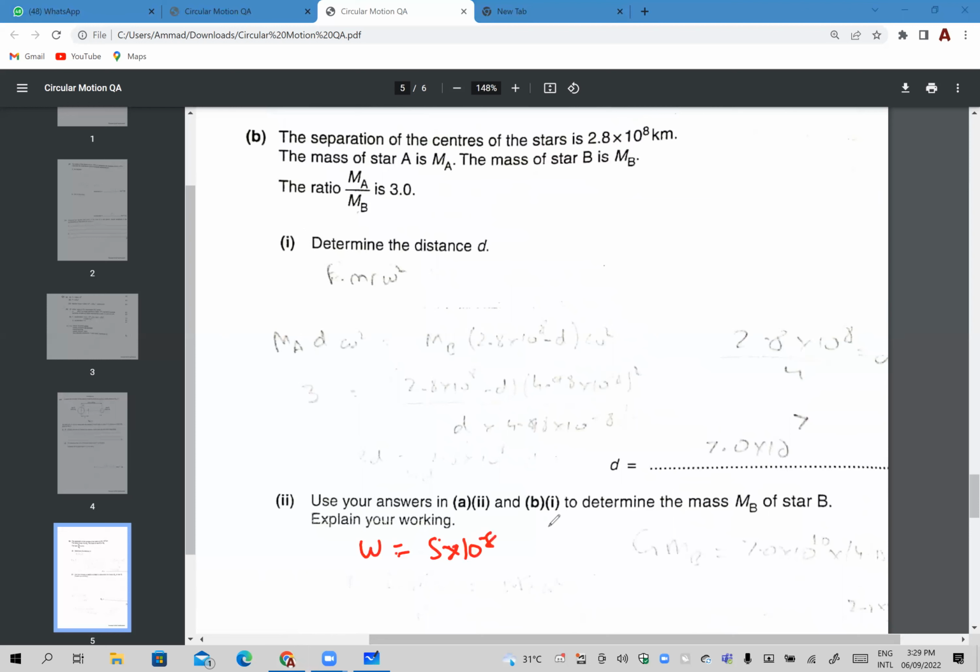And D here was 7 times 10 raised to the power of 7. To calculate the mass of star B, देखो हमने अभी बात की थी कि centripetal force is equal to the gravitational force. So we're gonna again use the same equation. Gravitation is G ma mb over r square is equal to m r omega square.